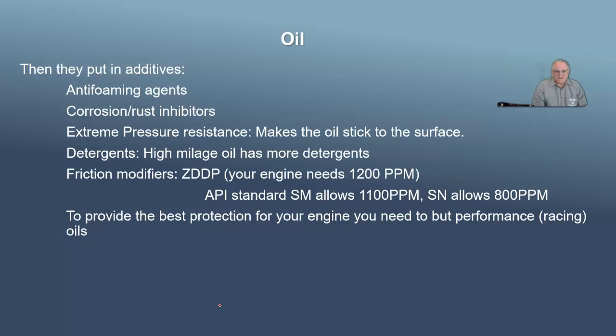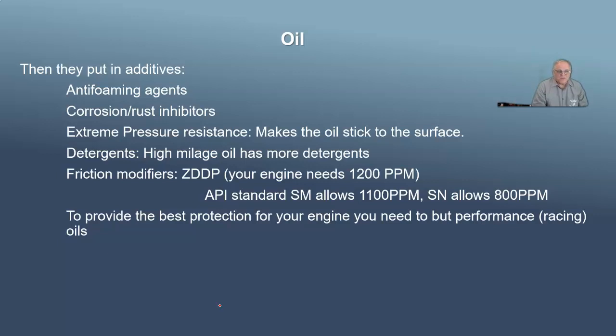Because it killed the catalytic converter, and then they also discovered that the ZDDP that goes into the atmosphere is really bad for the environment. If they had a good replacement for the ZDDP, we wouldn't have any of it in there. They don't have a good replacement for it, but the API standards are decreasing the amount. When they went to the SN standard, it only allows for 800 parts per million. The SM standard only allowed 1,100 parts per million.